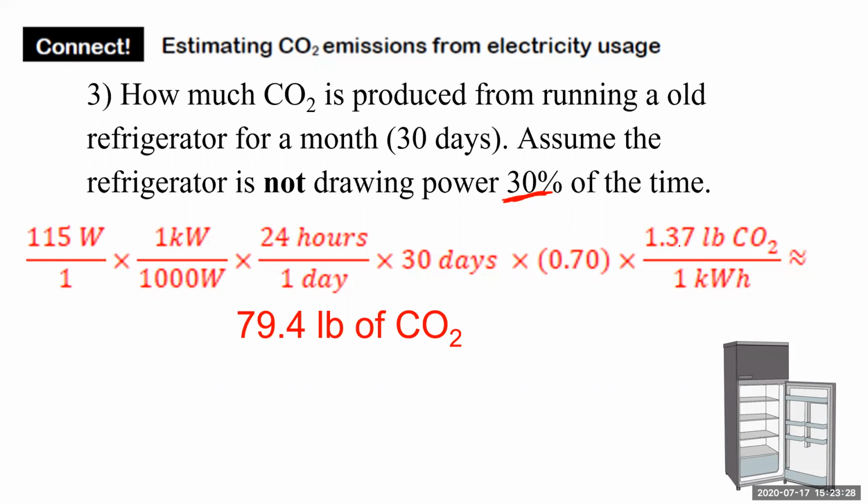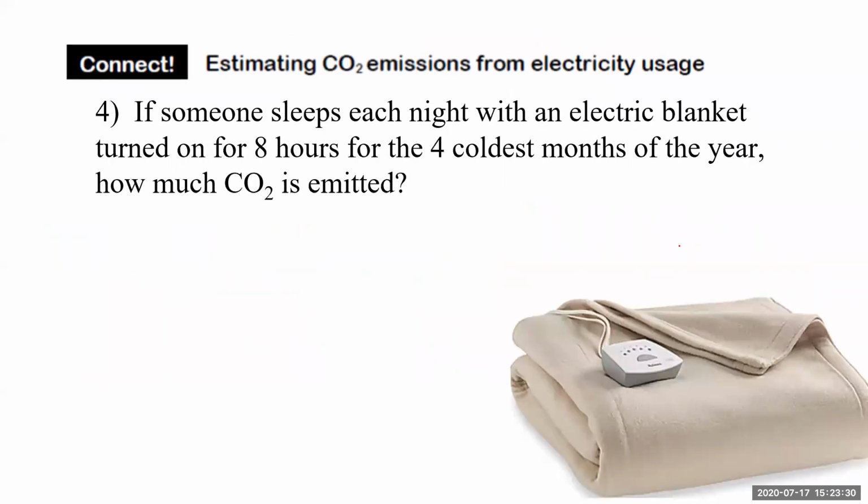Okay, good. Now, number 4. If someone sleeps each night with an electric blanket turned on for 8 hours for the 4 coldest months of the year, how much CO2 is emitted? Okay.